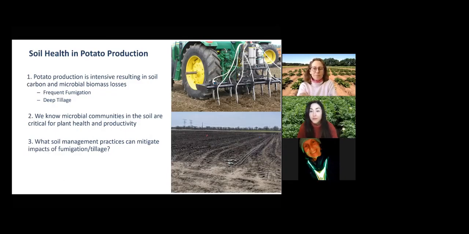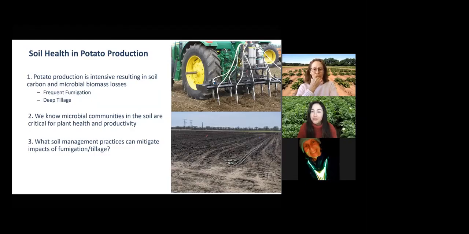And why is that important? Well, we know that the microbial communities in the soil are critical for plant health and productivity, especially in potato production systems where your tubers are coming into direct contact with the soil and the microbial community surrounding them. So with this national project, we're really interested in understanding how our soil management practices can be used to mitigate some of these negative impacts on soil physicochemistry, as well as soil microbiome that occur with fumigation and tillage and other extensive potato production practices.